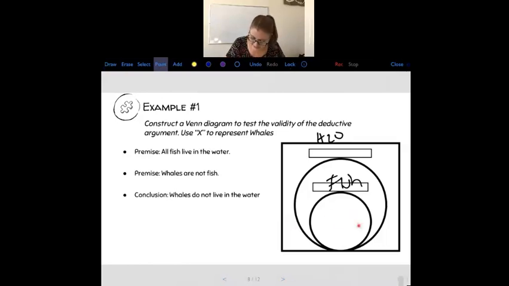Fish is a subset of things that live in water. Is that what the premise says? Yes, it does. So this is the correct way to construct it. Let me erase this and do the wrong way.